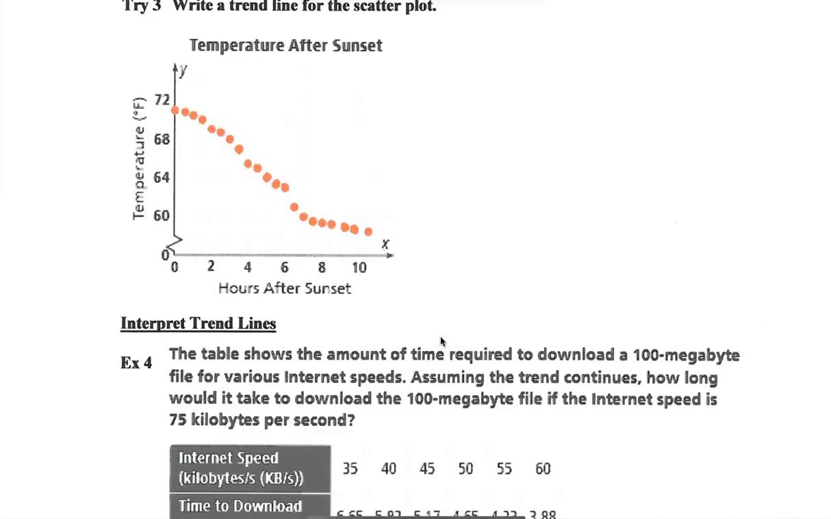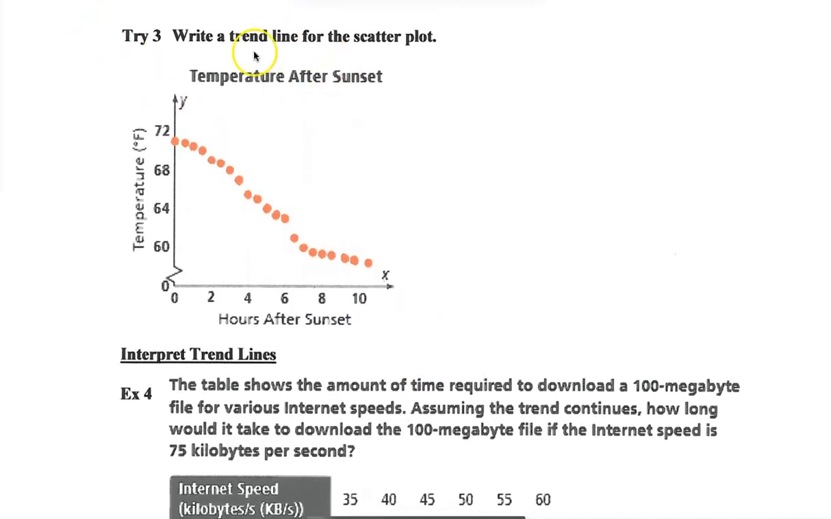Let's try another one here. We're going to do the temperature after sunset. Same idea, right? We're going to draw a trend line here. Again, you're just trying to get in the middle of the points as much as possible. There's no one right answer. Then you want to look at the line you drew, ignore the points and just go, okay, where did I cross nicely? It looks like I crossed nicely there at 2 and 68, and then also at 7 and 62 right here.